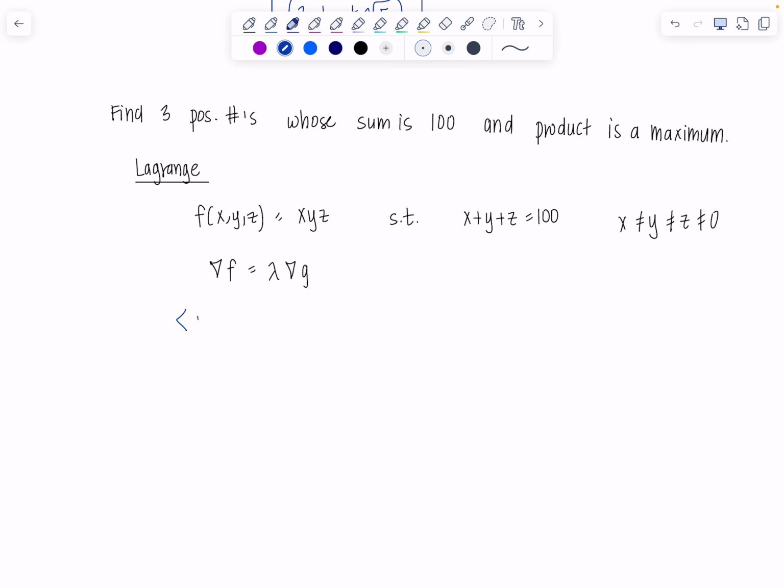Okay, so you should have yz, xz, and... Oh my god, what a cute little gradient for G. 1, 1, 1. Love it.